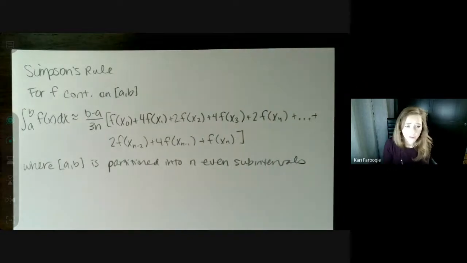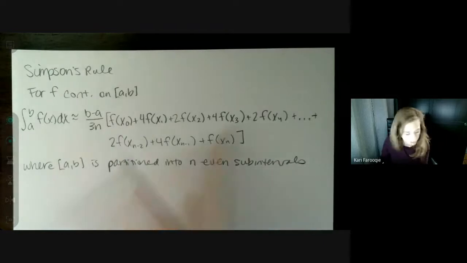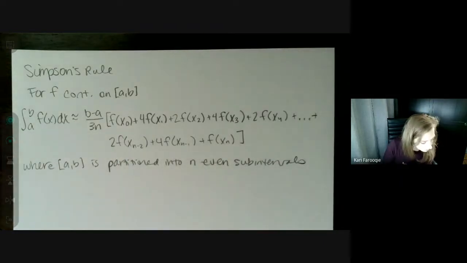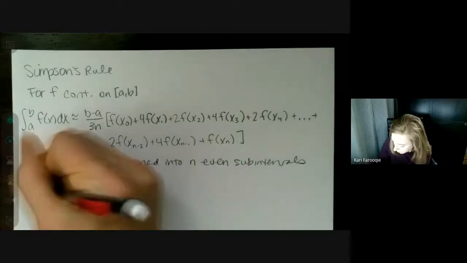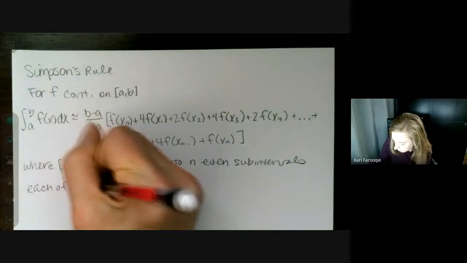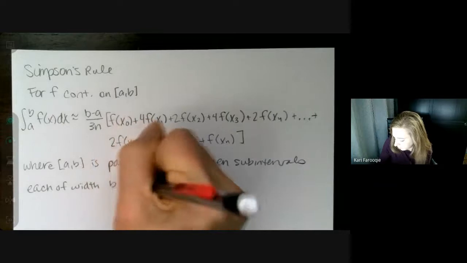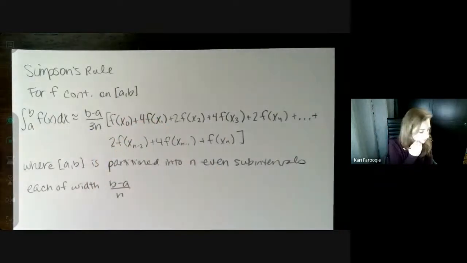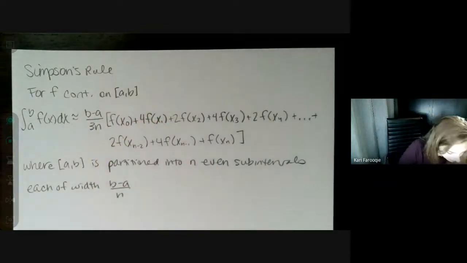They have to be even so that we have this behavior where we have the symmetry going on with our formula. Each of width b minus a over n. So same idea there.